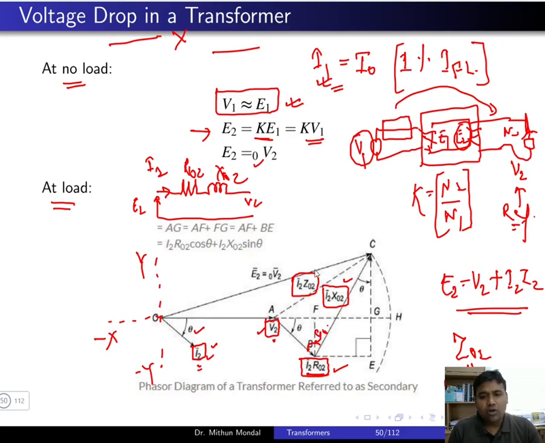So you have the drop I2 Z02, the total drop on the secondary side of the transformer, which is drawing a current I2, with net impedance Z02. Then your equation is E2 equal to V2 plus I2 Z02, because that is the total impedance on the secondary side of the transformer. So you will have the vector sum of V2 and I2 Z02 as equal to E2.